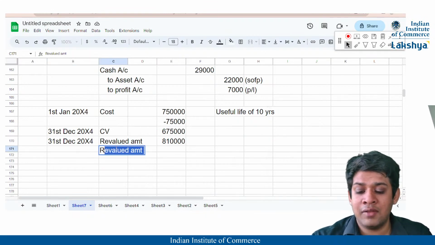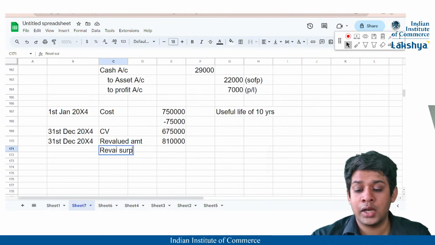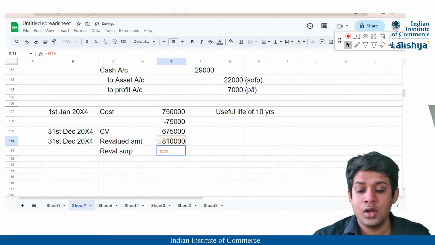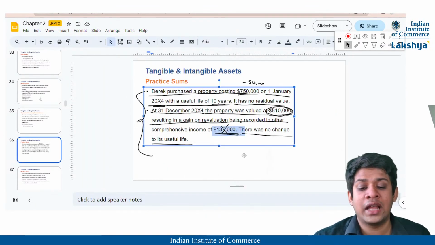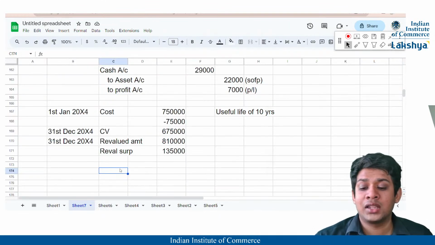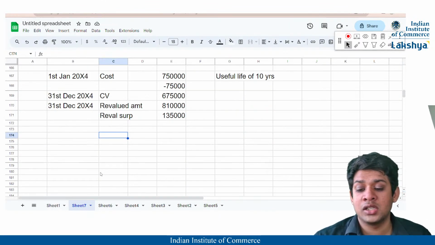So the remainder is a revaluation surplus. Correct? Because its value increased. So 8,10,000 minus 6,75,000, 1,35,000. We'll calculate it. So $1,35,000 is the revaluation surplus.